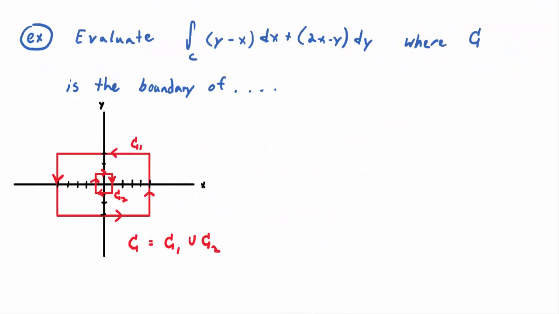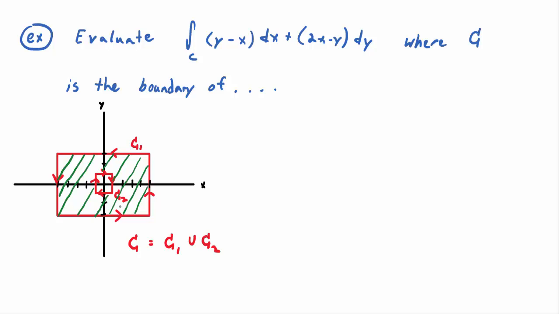Now, here's an interesting problem. We're going to evaluate the integral over c of y minus x dx plus 2x minus y dy, where c is the boundary of, so what is the region? The region is going to be this rectangle with the hole missing, the square here, the little square. So the region is the part with the green diagonal lines through it. Does that make sense?